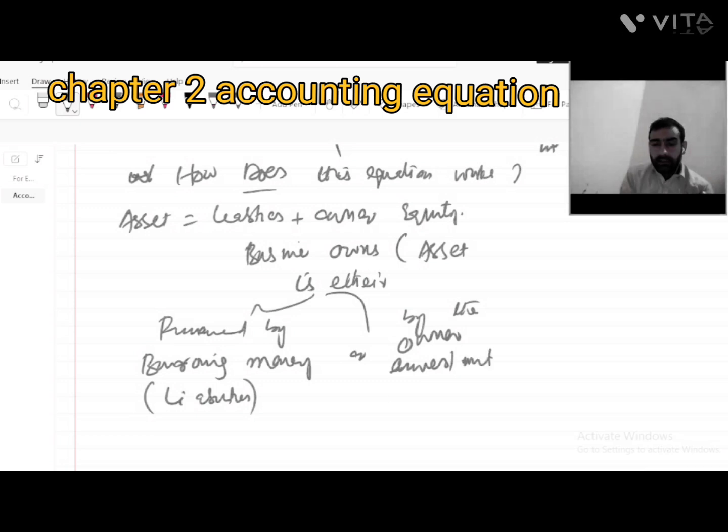You understand what it means? It means that these assets are either financed by borrowing money, that is the liability, or by the investment by the owner, and that is equity. So this is all about the accounting equation.